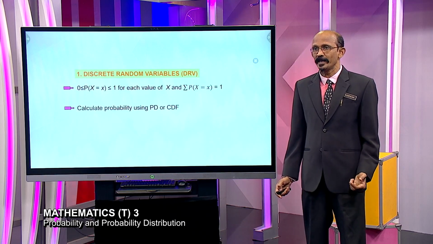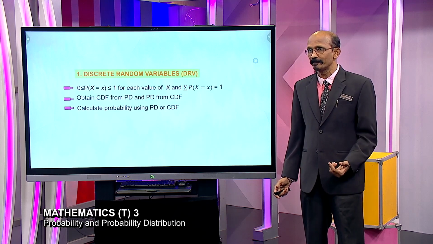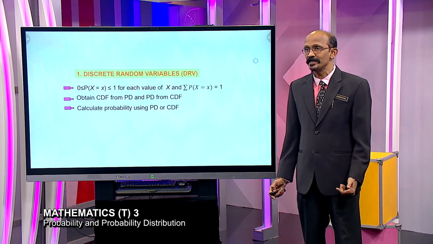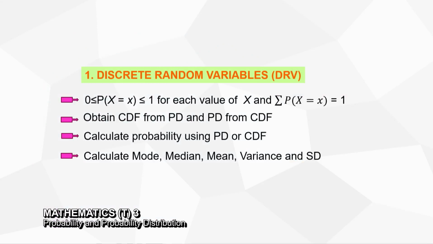Next part, you should be able to calculate probability using PD and CDF, and then you should be able to obtain CDF from PD and PD from CDF. Okay. And then at last, you must use the correct formula to calculate mode, median, variance, and standard deviation. This one is much simpler because we only use summation mostly. Okay. Most of the cases we use summation.